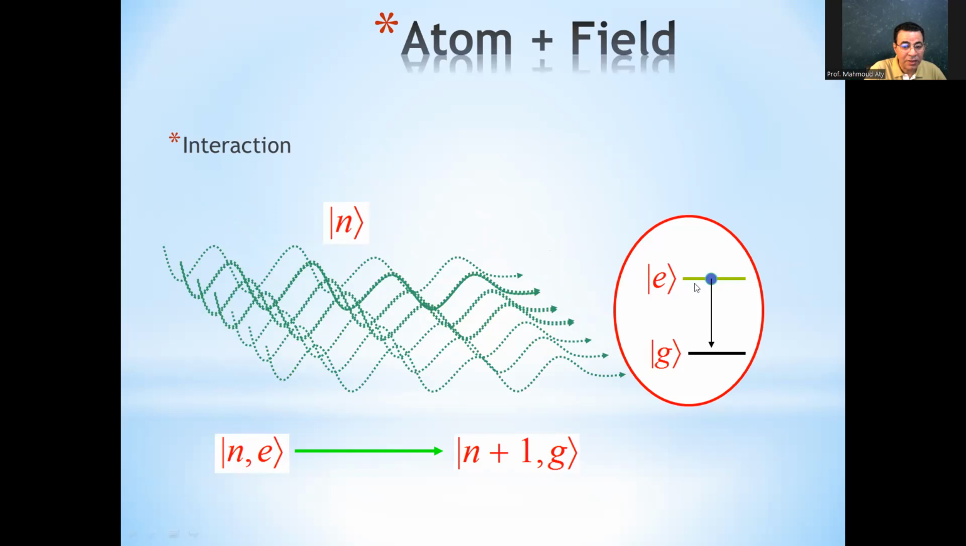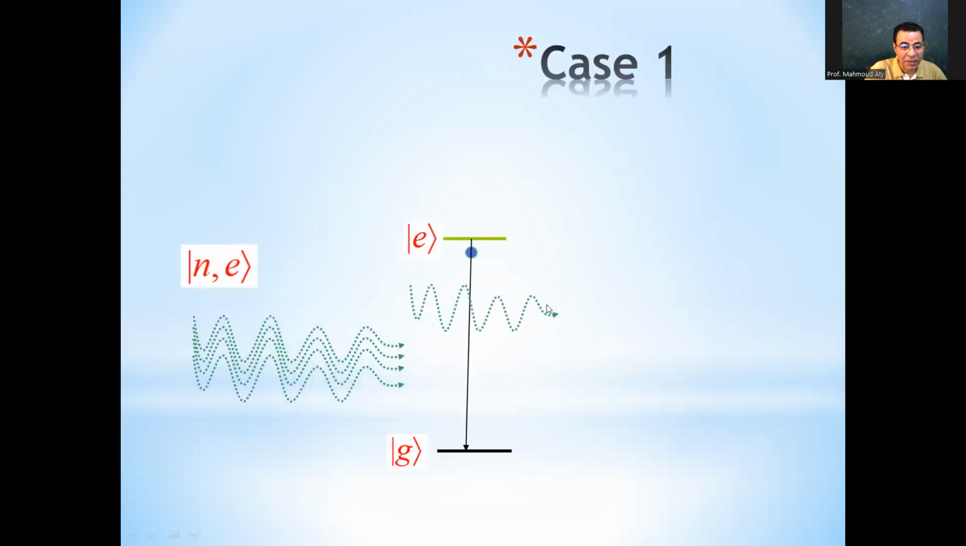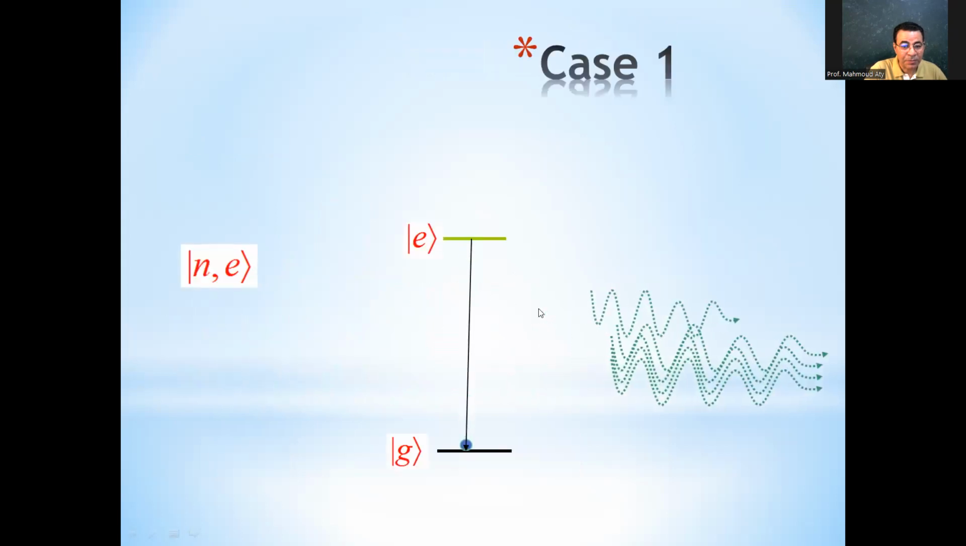And when we have an interaction between atom and field, for example, when we have the atom in excited state, and the field contains N photons, when the interaction happens, the electron will go down, and then one photon will be emitted, increasing the number of photons to N plus 1, and the system will be in ground state. For example, like this one. The electron comes down, and there is N plus 1 and G, the system.